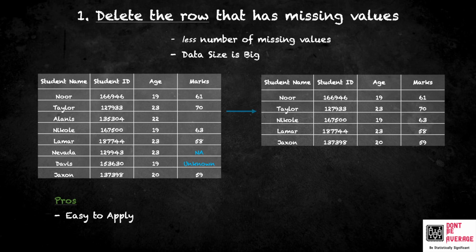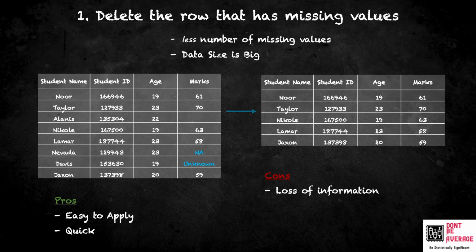One good thing about this method, it's very easy to apply and it's very quick. In case you don't want to spend a lot of time in handling the missing values and go quickly into the results and you think that's not going to impact your analysis or the accuracy, you can go ahead with this approach. But the cons are, like I said, we are losing a lot of information.